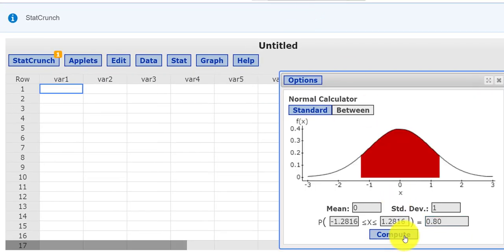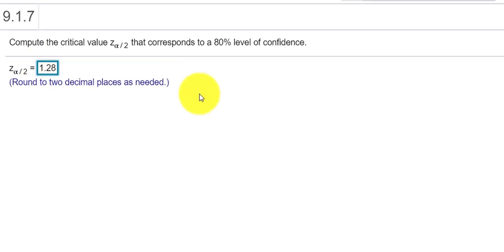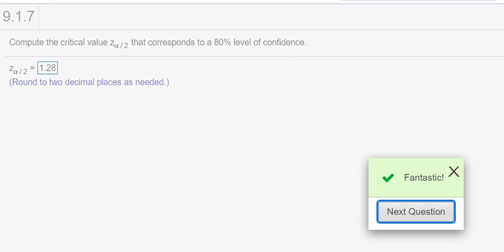I press compute. And I'm going to take the positive. I'm going to enter the 1.28 as my value here. Let's see, 1.28. I press check answer, and I get a fantastic job.